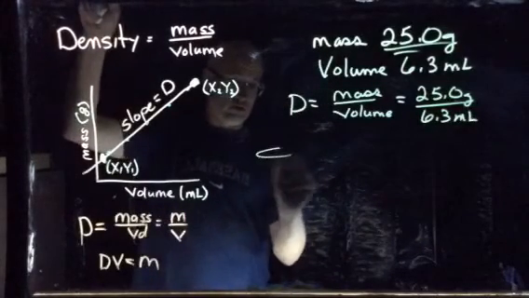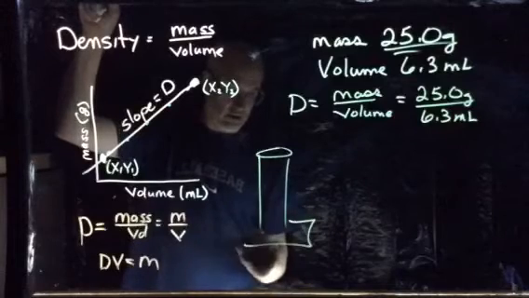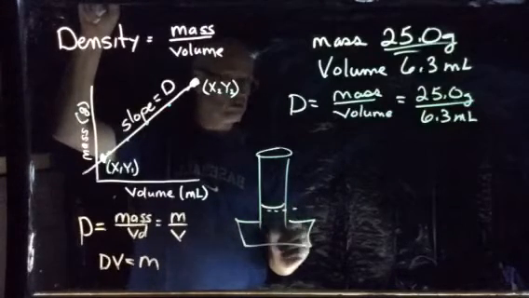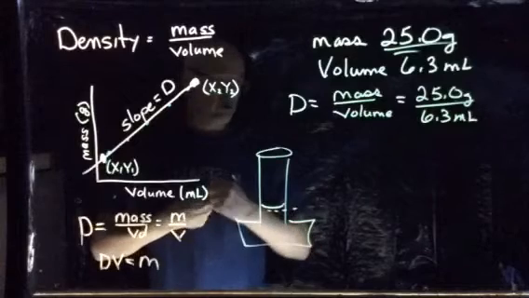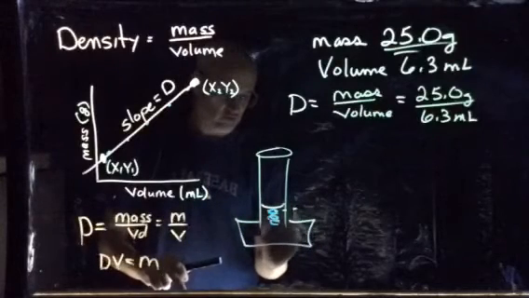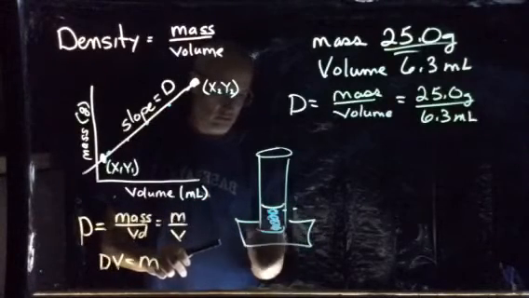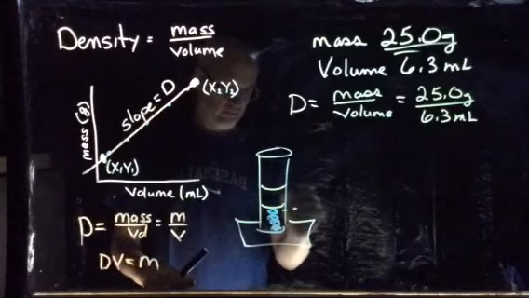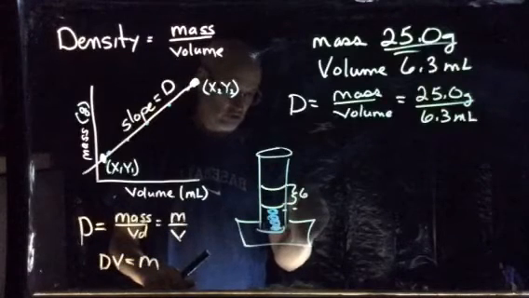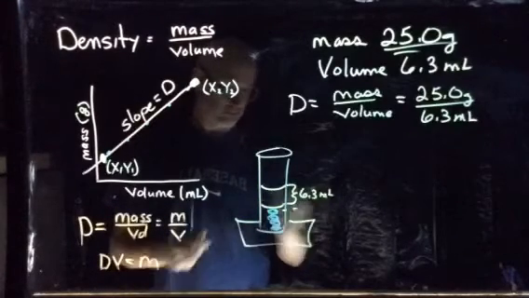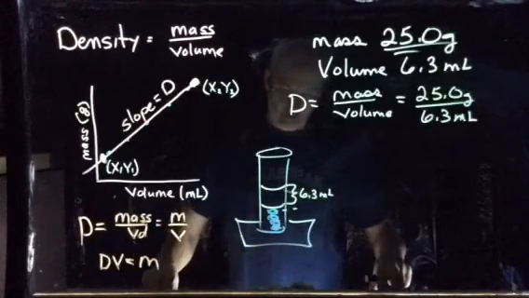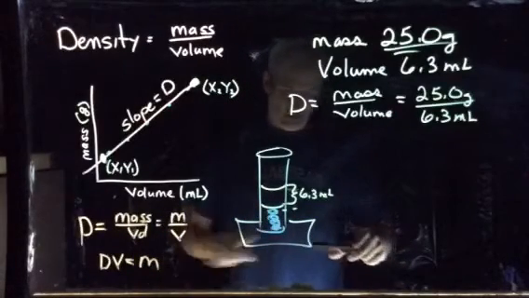So in other words, if we actually did the graduated cylinder, going back to the cylinder, we started out with so many milliliters. When we added the solid to it, when we added 25 grams of solid to it, or whatever, we'll call it solid, the volume increased. This change was 6.3 milliliters. So then to find the density, we just take the 25.0 divided by 6.3.